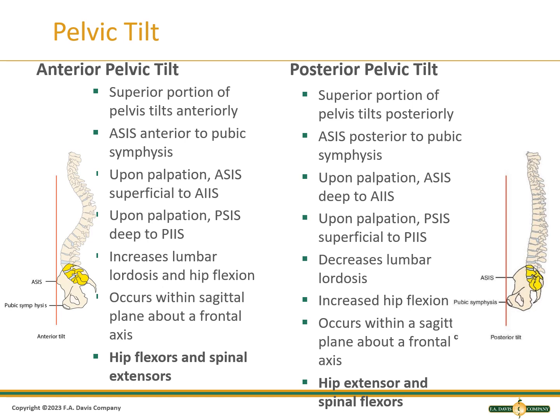A posterior pelvic tilt works to decrease lumbar lordosis and decrease hip flexion, and it occurs within a sagittal plane about a frontal axis, and this is caused by our hip extensors and spinal flexors activating. And so we can create a posterior pelvic tilt through volitional contraction of those muscles, or we can have a postural deformity of a posterior pelvic tilt with tightness in those muscles.